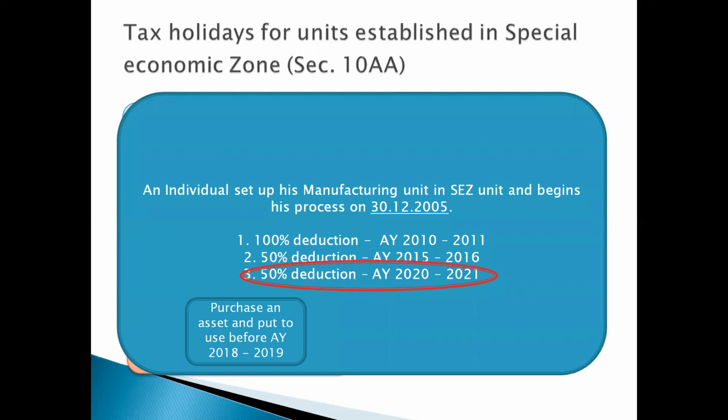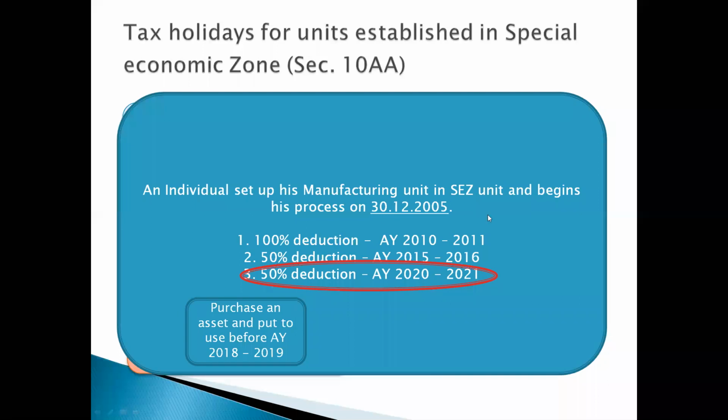Say an individual has set up his manufacturing unit in SEZ and begins his process on 30/12/2005. The first condition for verification is whether this comes within the period allotted. That is, it should have started from assessment year 2006-07 and before assessment year 2021. So yes, this falls under the beginning period, that is assessment year 2006-07. So up to assessment year 2010-11, there will be 100% deduction available on the income. For the next 5 years, which is up to 2015-16, there will be a 50% deduction available.